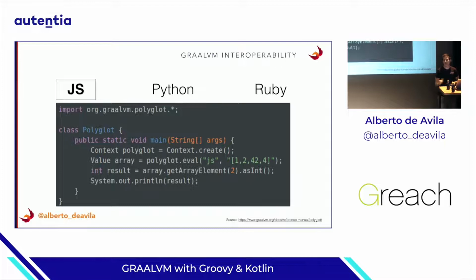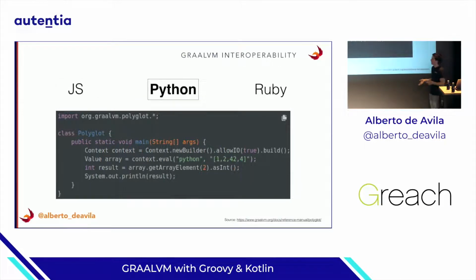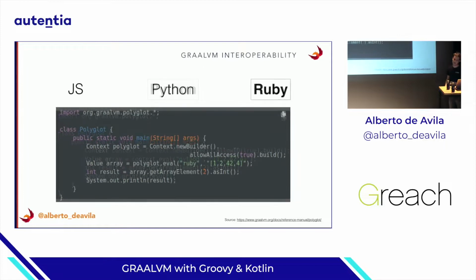So let's see another example using Python. The only things changing here are 2 things. First, the first line, the way to initialize the context, and the second one is only the programming language name. Let's see a third example. The Ruby example is the same as in JavaScript and Python. The only thing that changed, another time, is the way to initialize the context.